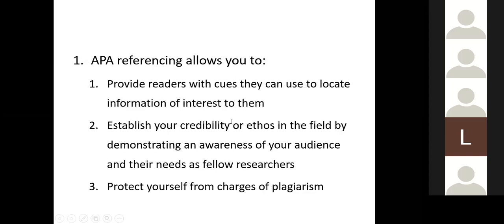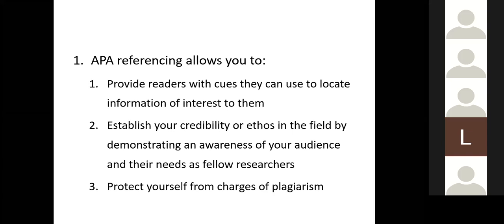So the APA references allow you to, one, provide readers with cues they can use to locate information of interest to them. We are saying that when you are able to use the APA referencing style in your work, it can help your readers find other information they are interested in, simply because when you put a reference in there, they can trace those references and go and read the paper themselves. If they want the full information, they can get it from the papers that you have cited in your work. So that reference helps a lot so that others can have the information.